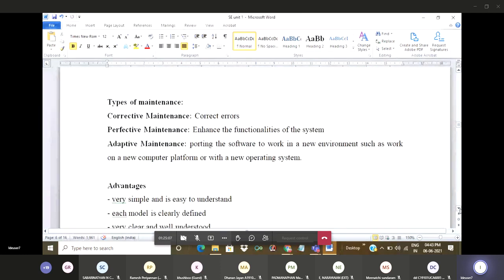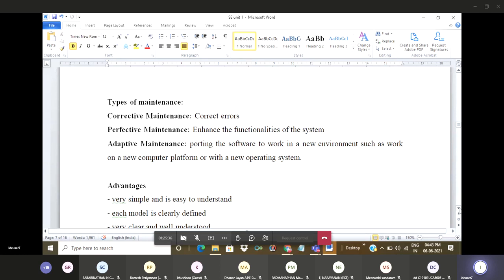We have types of maintenance. One is corrective maintenance, where we have to rectify errors. If there are any errors in the program, we have to correct them on the spot. Then perfective maintenance, which is used to enhance the functionality of the system. After fixing all the errors, the software can enhance the functionality of the system.